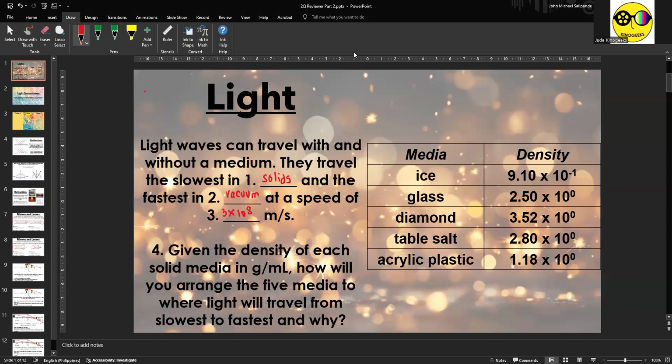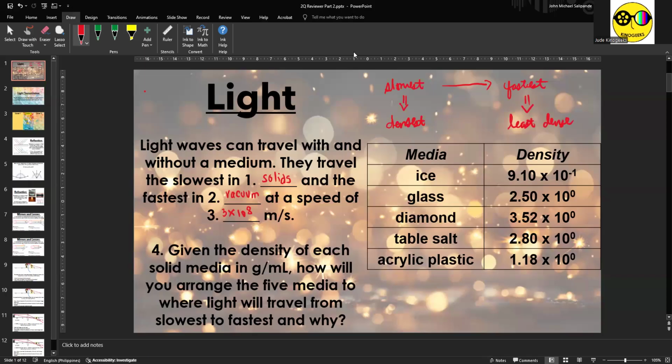So number 4, given the density of each solid media in grams per ml, so we have ice, glass, diamond, table salt, acrylic plastic, how will you arrange the 5 media to where light will travel from slowest to fastest and why? So our arrangement is from slowest to fastest. In which kind of medium does light travel slowest? In the densest media, and light travels the fastest in the least dense media.